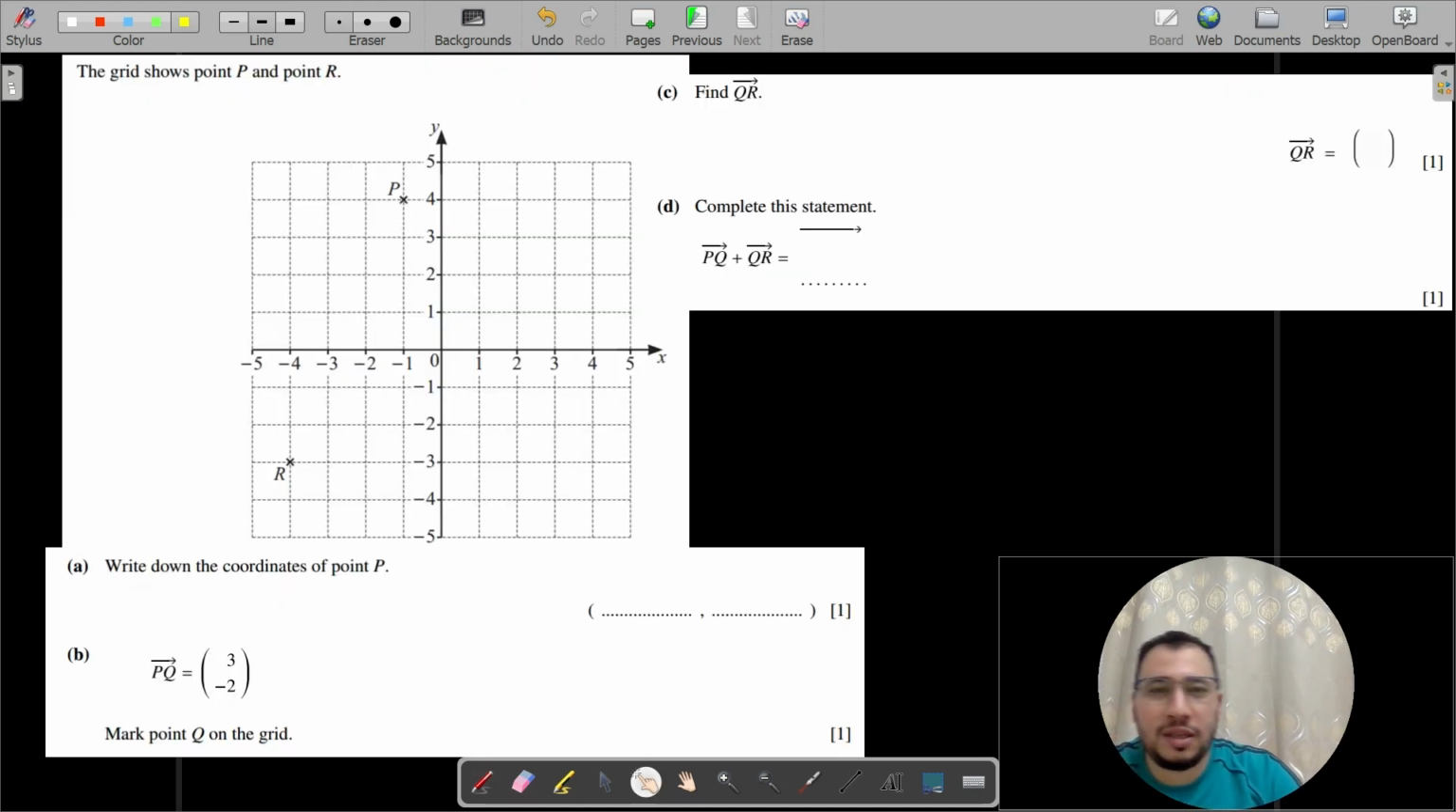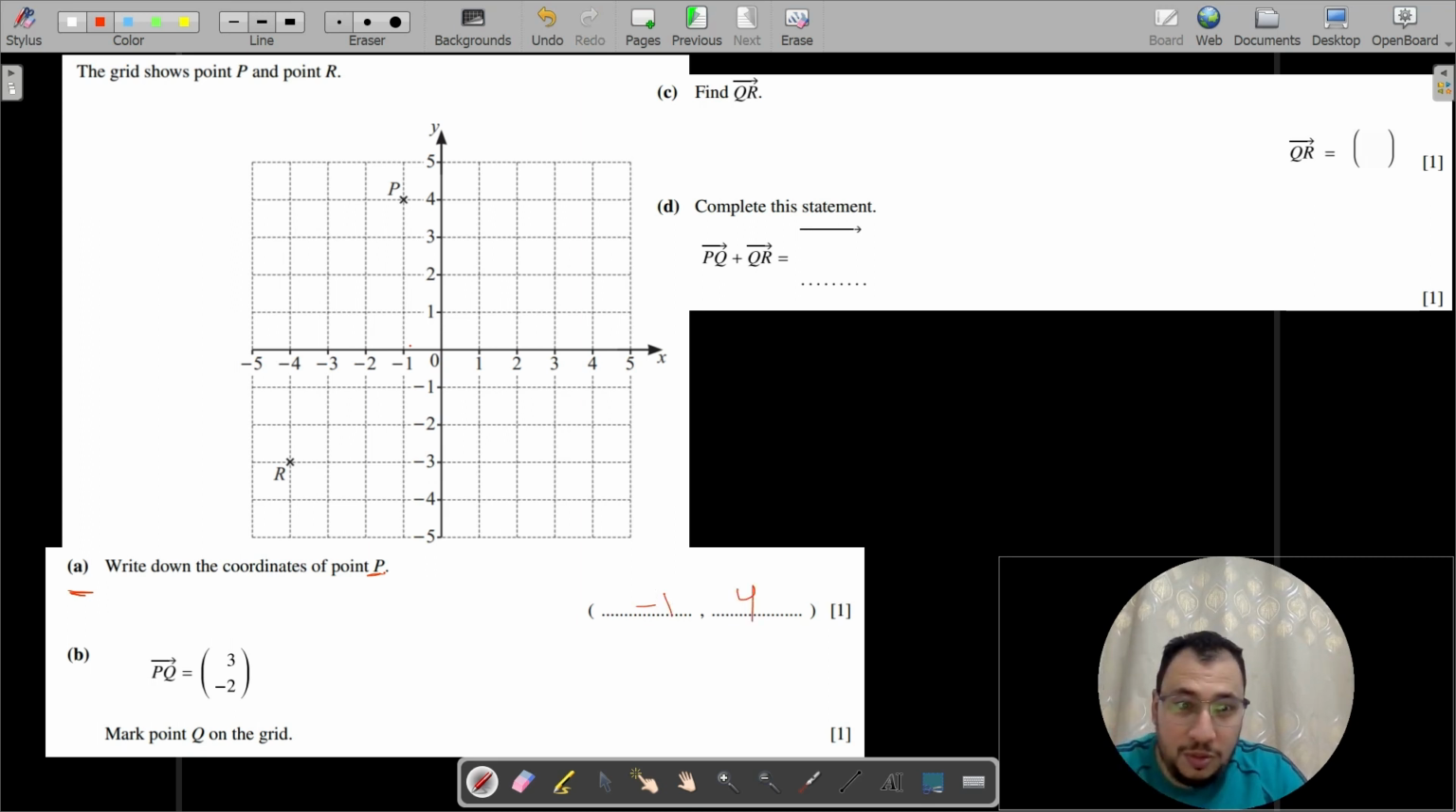Now let's take a look at this question here. I have here a grid with x and y coordinates. Let's take a look at question A. Write down the coordinates of point P. So this is simple. Point P here, x coordinate is -1 and y coordinate is 4. So here it's -1 and 4.